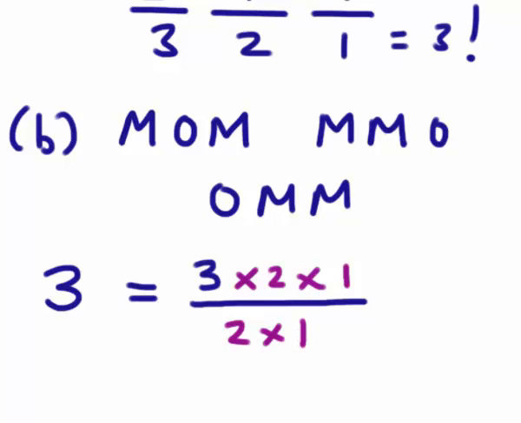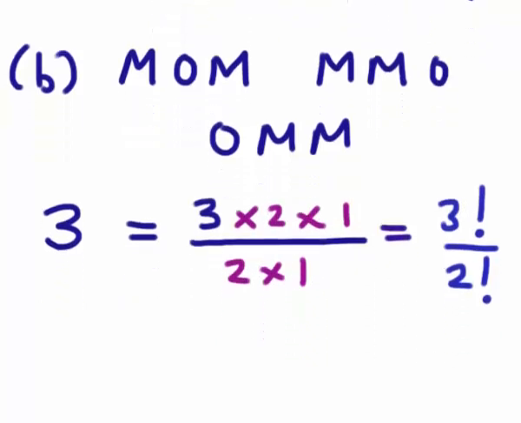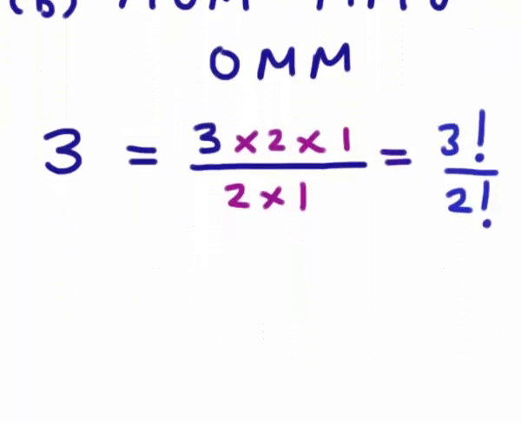Now what actually happens, if you think about it carefully here, is that this becomes 3 factorial divided by 2 factorial. 3 times 2 times 1 is 3 factorial, and 2 times 1 is 2 factorial. Now have a look at this. If you think about this carefully, I'm going to explain something to you.